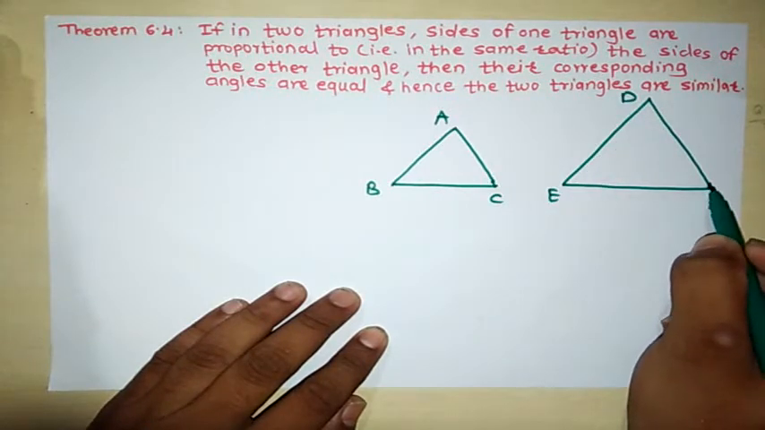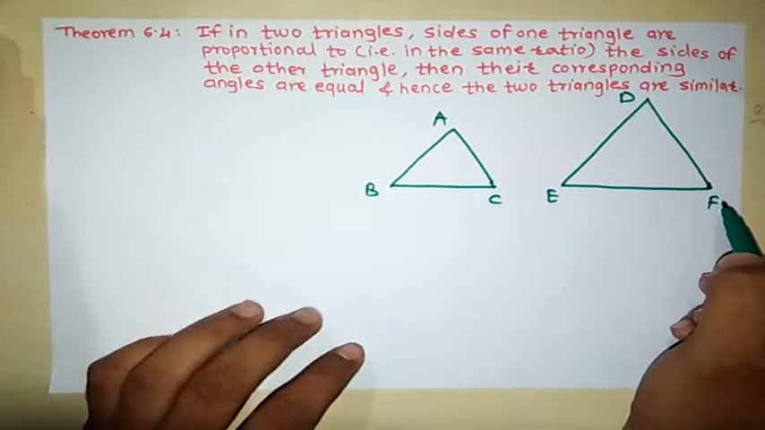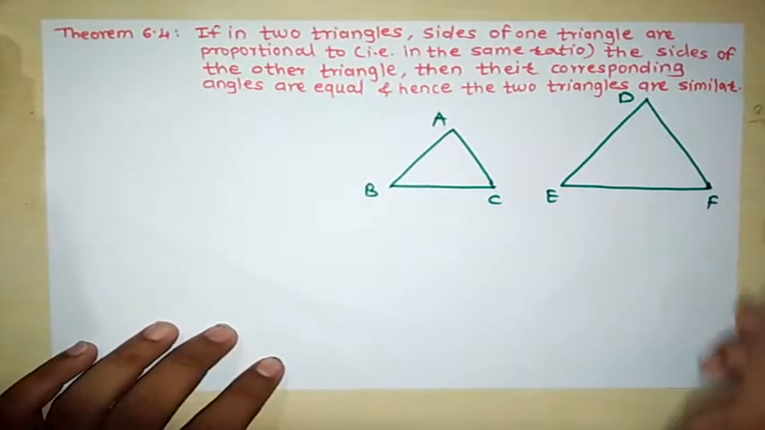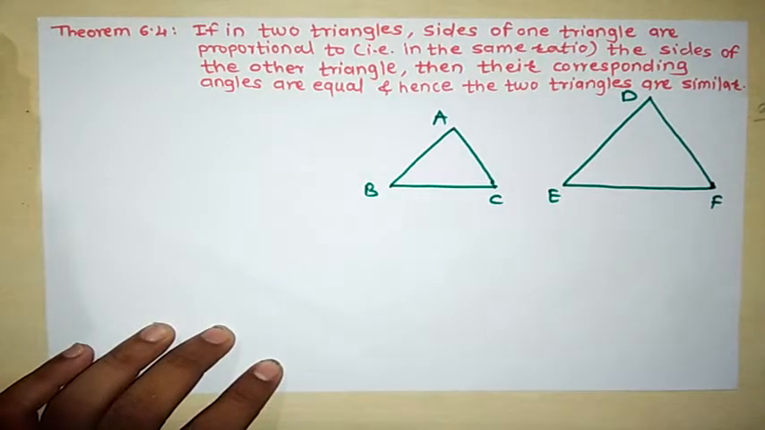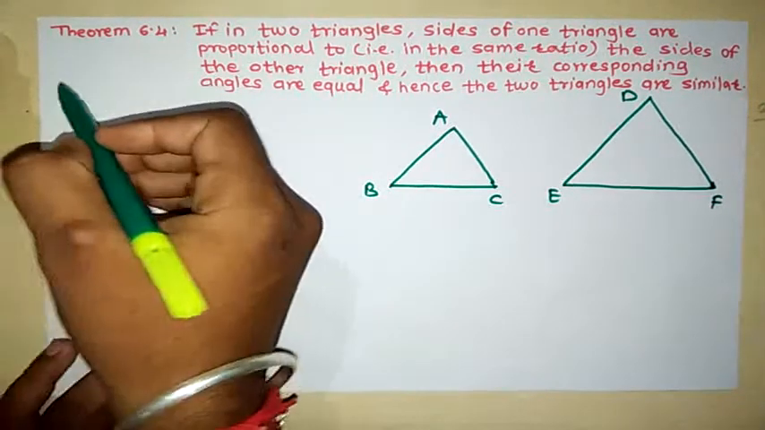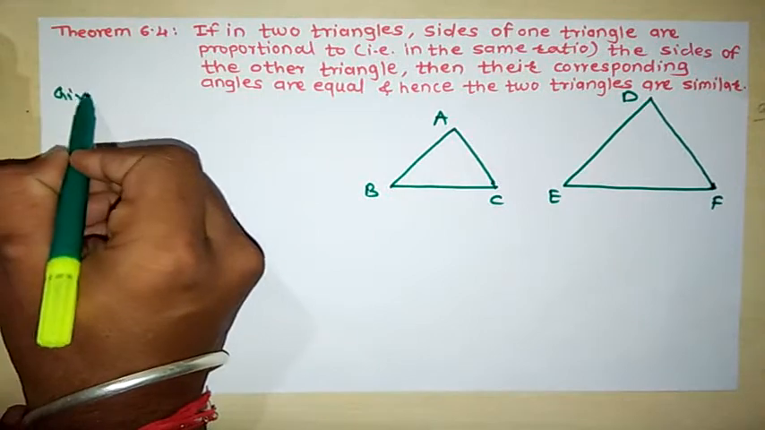These are the two triangles. In the previous theorem, we have considered the same triangle. Those same triangles we have to consider here. What is given data here? Here given, read the statement.